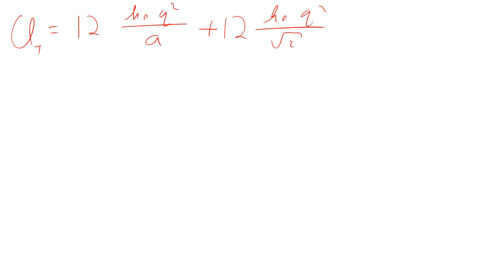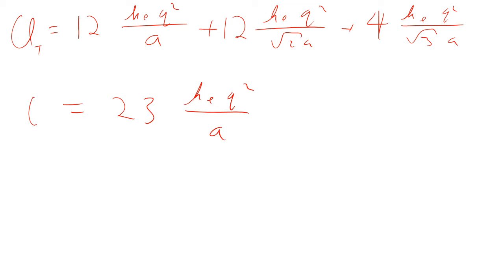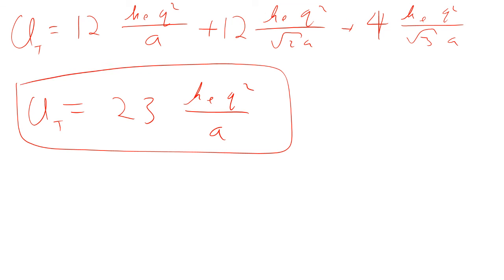So the total energy is going to be 12 times KQ squared over A plus 12 KQ squared over square root of 2 A plus 4 KQ squared over square root of 3 A. Okay, and so you multiply all that out and add it all up, and that comes to be about 23 KQ squared over A. So that's the total energy that it takes to assemble that cube of charges.